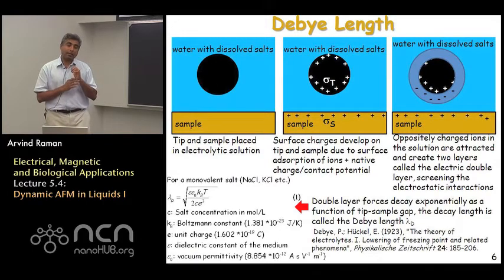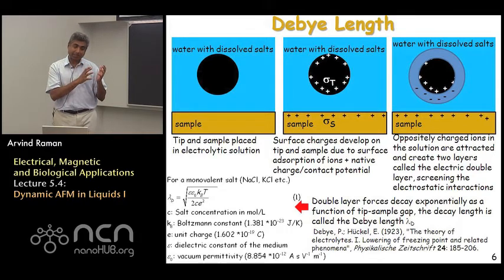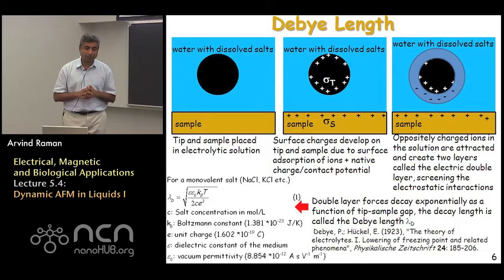What I've drawn here is a sketch showing a progression of events that occur as a tip is immersed in a sample. So what we have is the sphere. The sphere represents, let's say, a sphere of radius r sub tip, which is approximately the radius of the end of the AFM tip. And there's a sample, and it's immersed in a solution that typically is water that contains dissolved salts. The salts can be monovalent, like sodium chloride, potassium chloride, or they can be bivalent, like magnesium chloride, or trivalent, etc.